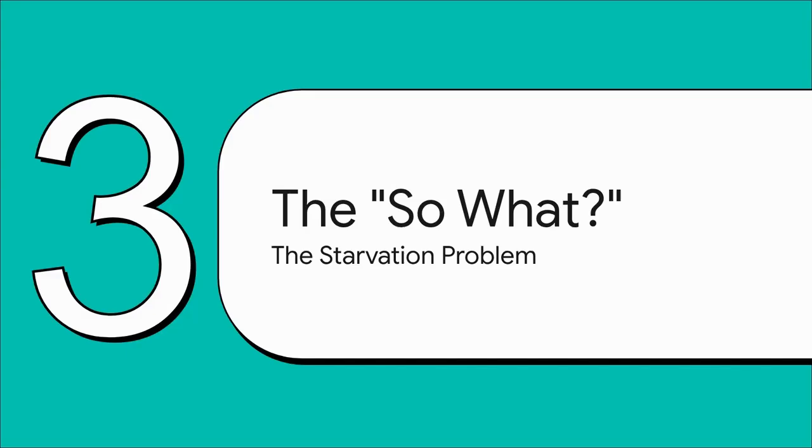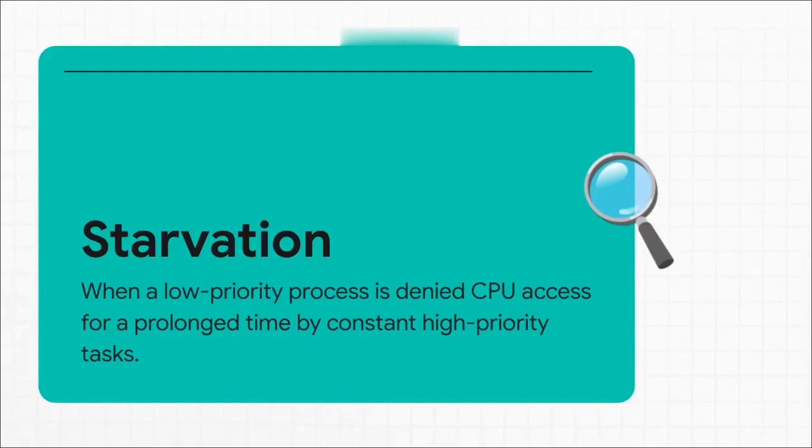Okay, so this whole system seems great, right? It's super responsive. It always deals with the most urgent thing first. But there's a catch. Like with any system, there's a trade-off. And this one has a really big, potentially critical flaw that designers have to worry about. And that problem is called starvation.